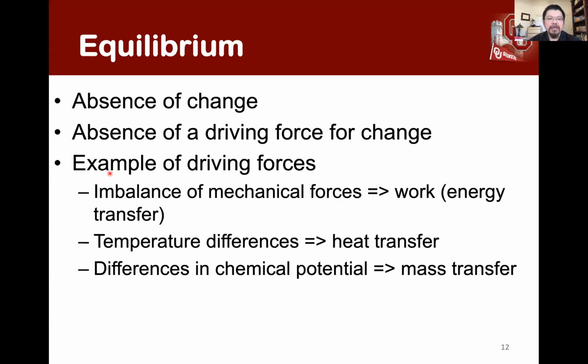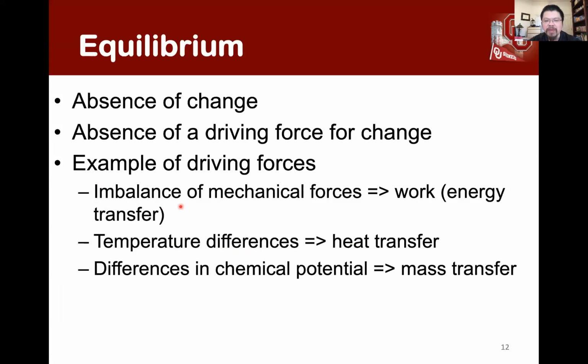So here I have the examples of driving force. So we could have the following driving force you can think of. The temperature gradient will be the driving force for the heat transfer, right? If we have the temperature difference, then the heat flow is always automatically from the hot to cold.